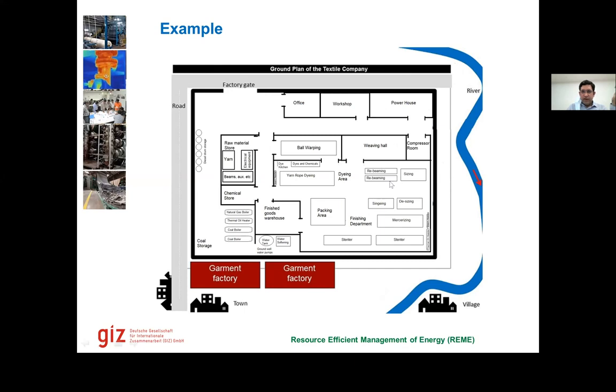So this is a factory inside the black boundary, and there are two other factories on the bottom side. There is a road on the front side as well. On the left side there's a river going there, and there are towns and villages also around. So this way we also know who are the communities around us who get affected by our environmental performance.